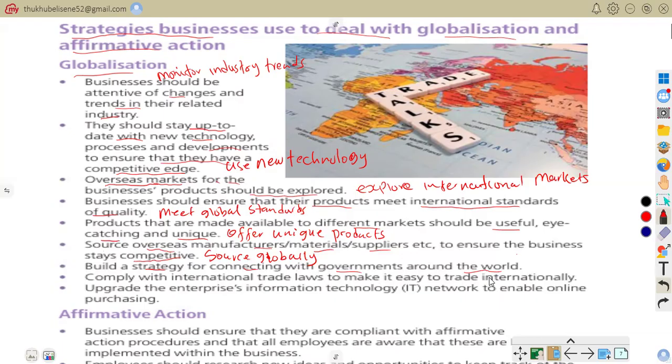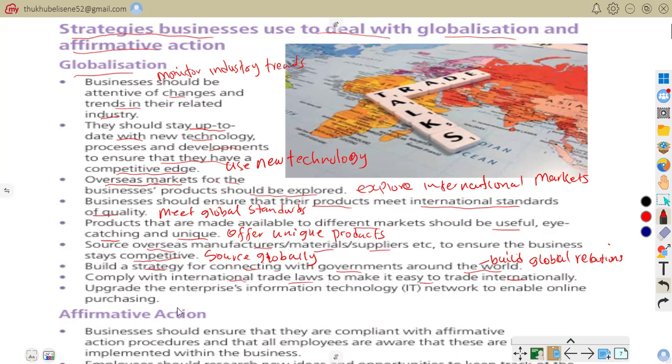So you build global relations. With this point, it says build global relations. It means to work with governments and partners so that you can, for example, do what? Trade agreements with other countries. Comply with international trade laws to make it easy to trade internationally. So here you follow international laws. Comply with global regulations.